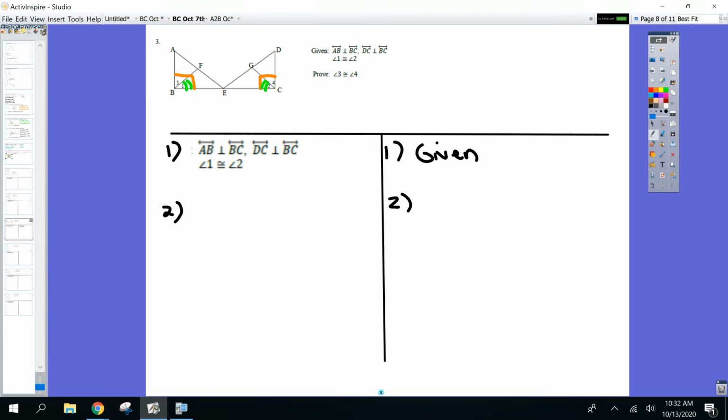Right? If I'm going to do the subtractions, everyone agrees I'm going to take that right angle, ABE, and subtract angle 1 from it. Everyone in agreement? Then I'm going to get to angle 3. And then I'm going to say that's the same thing if I took angle DCE and subtracted angle 2 from it.